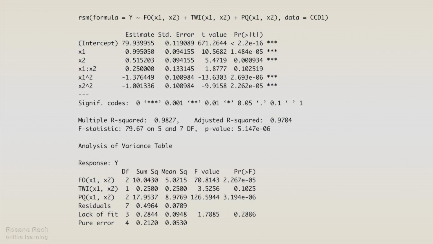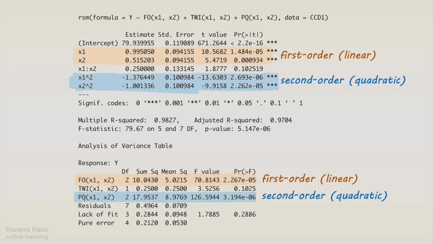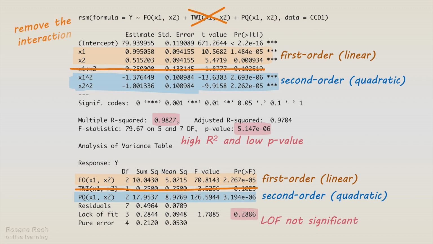The result shows that both linear terms are significant, as well as both quadratic terms. The second-order model also has a very high R-squared and a low p-value, and the lack of fit was not significant. Let's polish the model by removing the interaction term that was not significant. We do it by removing the TWI term from the model.